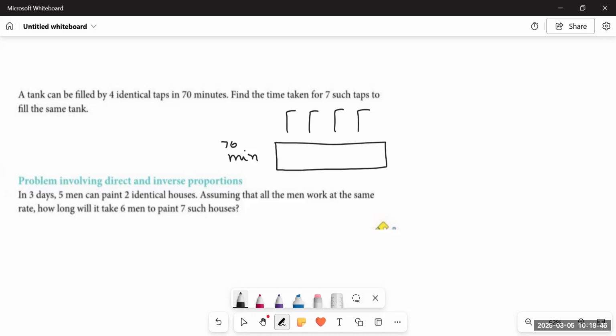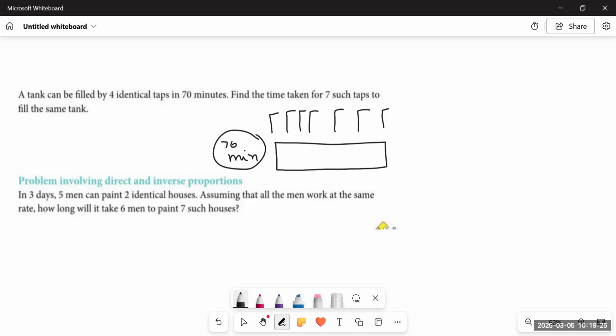So if I increase the number of taps, that is, if the taps are now 7, it means it will take less time to fill that tank, since there are more taps and more water will be filled in the tank in the same time. If I take the same time, the tank would overflow. It means it will take less time to fill the whole tank if the number of taps is increasing. So you see, if I increase the number of taps, the time will be reduced. Similarly, if I reduce the number of taps, the time will be increased.